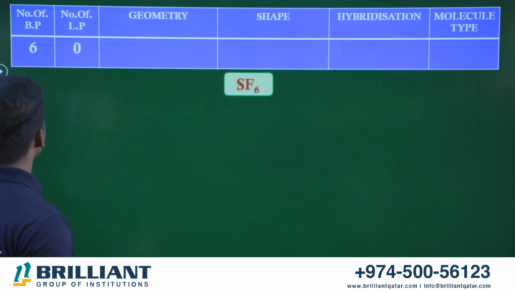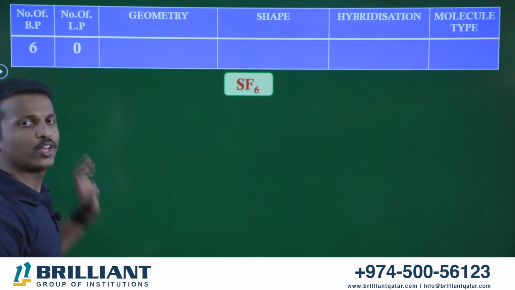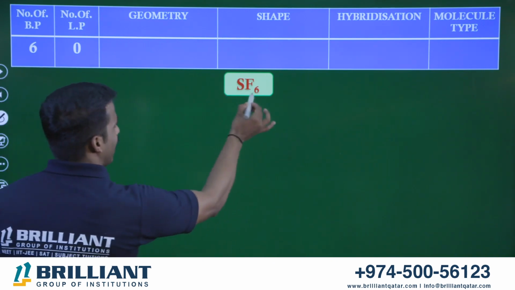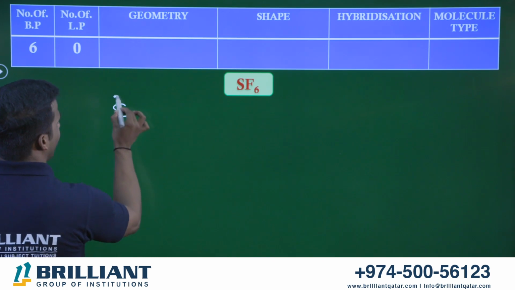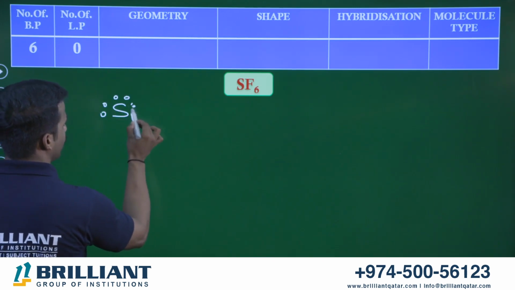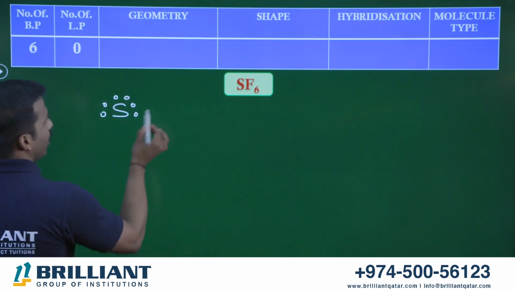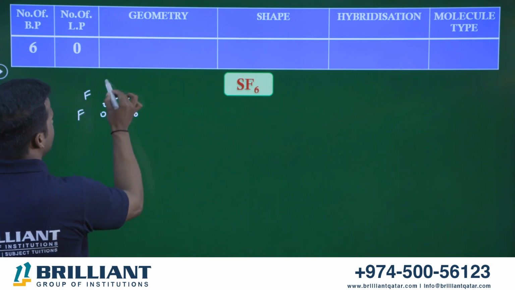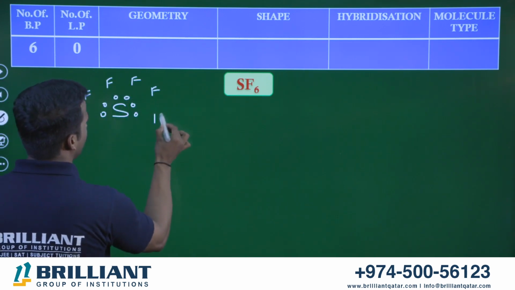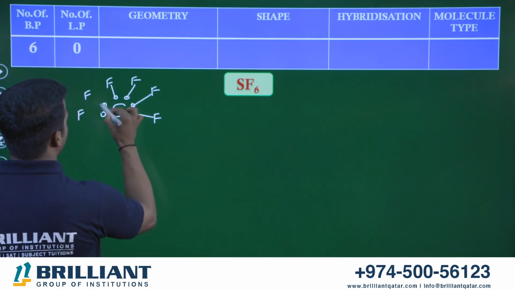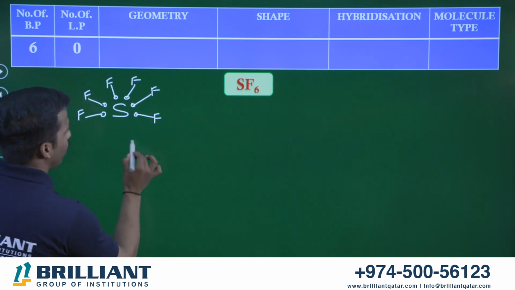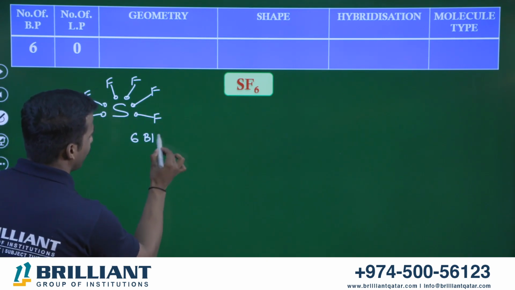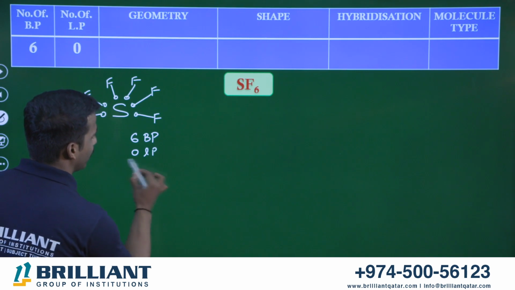Next system. 6 bond pairs, 0 lone pairs. Example SF6. As I told you, sulfur's valence electron count is 6 because the atomic number is 16. It is surrounded by 6 fluorine atoms. Each fluorine needs 1 electron. Let's count it. How many bond pairs? There are 6 bond pairs and 0 lone pairs in the system.